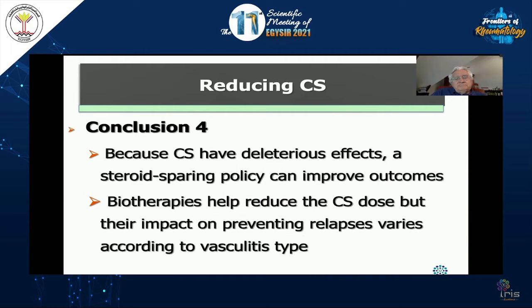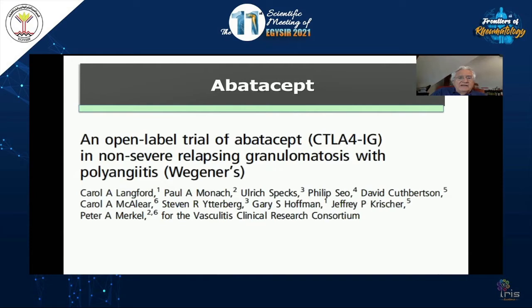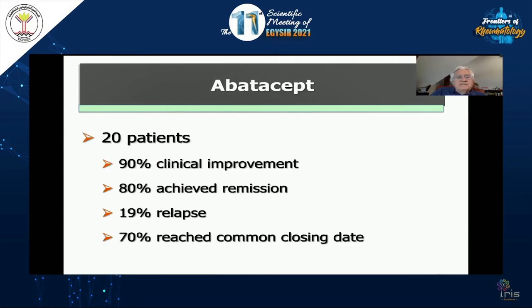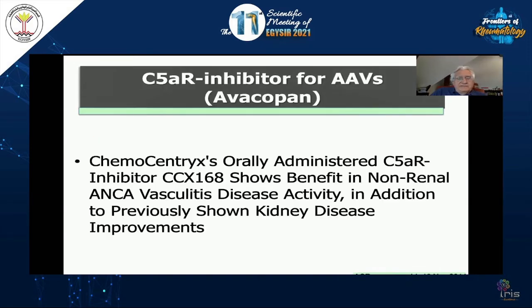The conclusion of this study is that because corticosteroids have some deleterious effects, a steroid-sparing policy can improve outcomes, and the biotherapy helps reduce the corticosteroids. There is some trial of abatacept. It is a salvage therapy sometimes. It gives some quite good results, but it has not yet been evaluated as a larger treatment for patients with AAV.